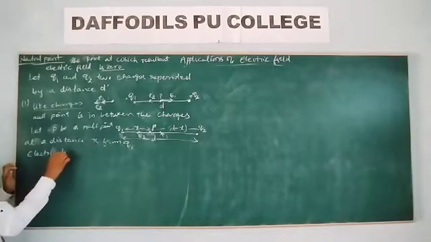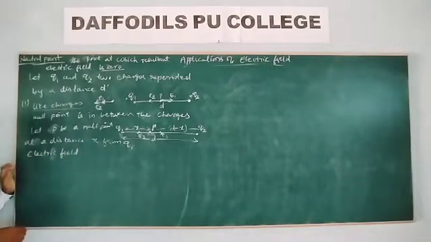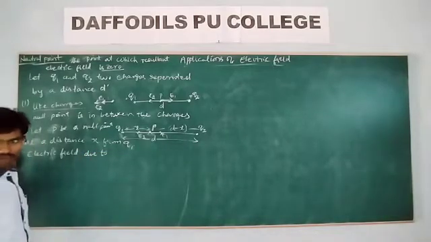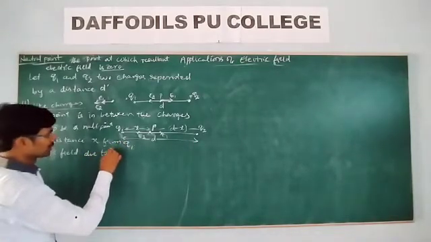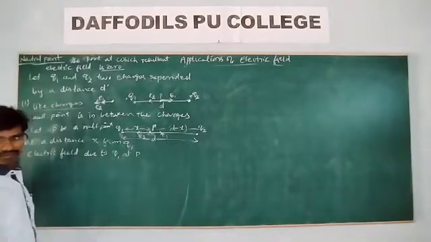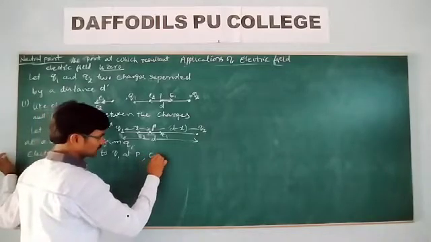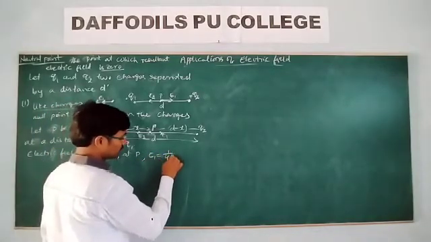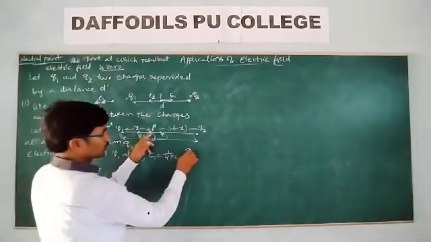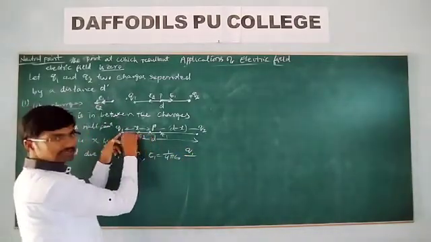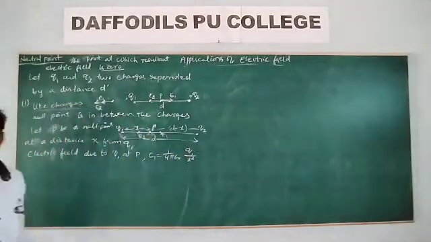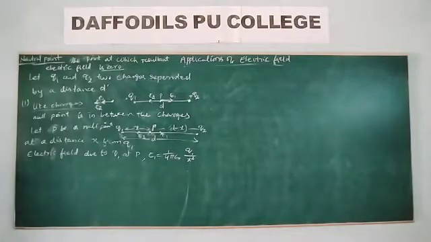Electric field due to q1 at P is E1 is equal to 1 by 4 pi epsilon naught q1 by what is the distance of this point? x square. Electric field formula is what? 1 by 4 pi epsilon q by x square.